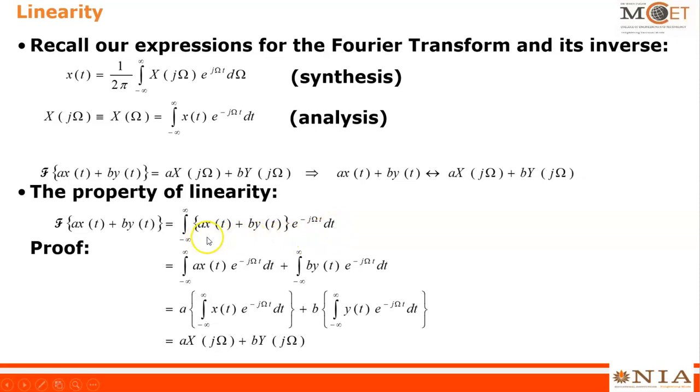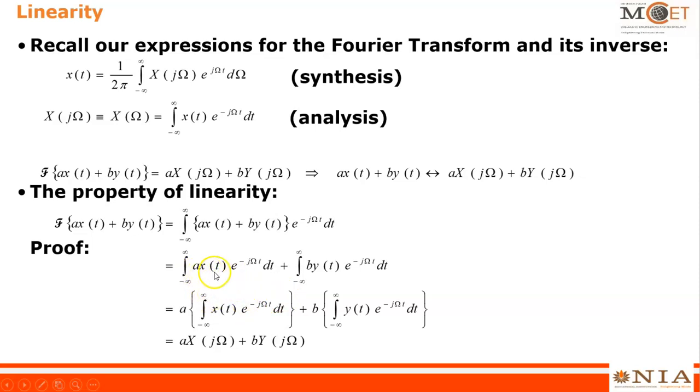Now we can write this equation as two separate integral equations. Due to this plus component here, we are multiplying e power minus j omega t dt inside the bracket, and then we are separating this integration as two integrations. So here integral varying from minus infinity to infinity a x of t e power minus j omega t dt, plus integral varying from minus infinity to plus infinity b y of t e power minus j omega t dt.